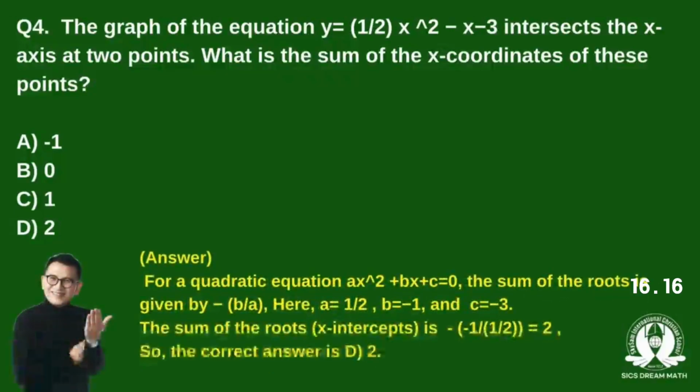For a quadratic equation ax squared plus bx plus c equals 0, the sum of the roots is given by minus b over a. Here, a is half, b is minus 1, and c is minus 3. The sum of the roots, the x-intercepts, is minus (minus 1) over half, which equals 2. So, the correct answer is D, 2.